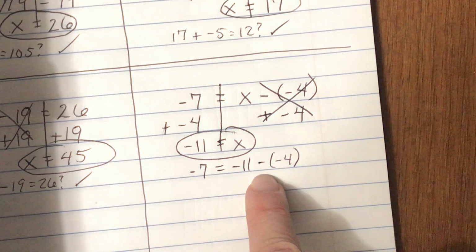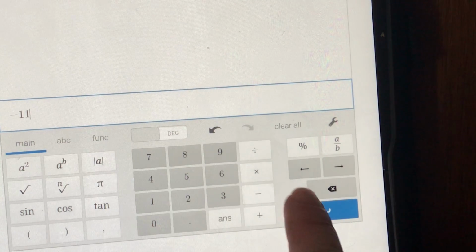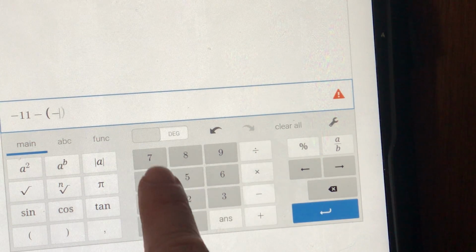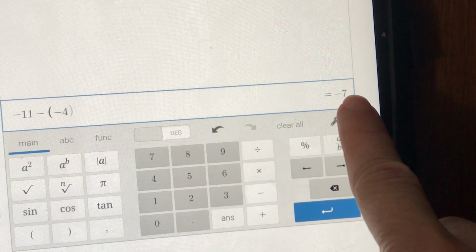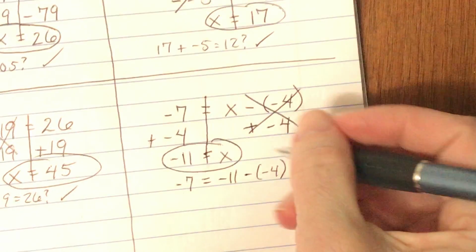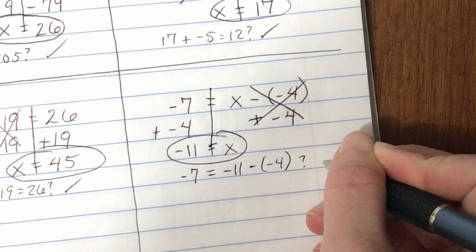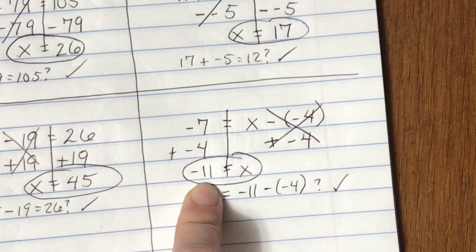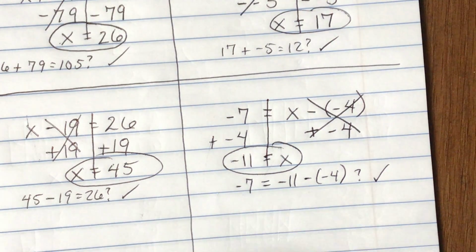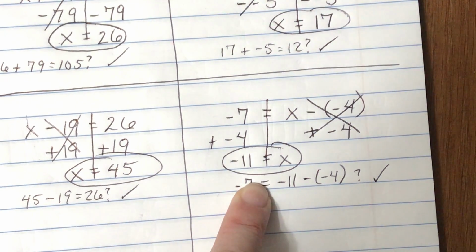-11 minus -4. Again, if it makes you feel better to put in parentheses, that's fine. And it does come out to be -7. So this is a true statement. I wanted to know if it's true, and it is. So my final answer is x is equal to -11. And that is what you're going to type in.